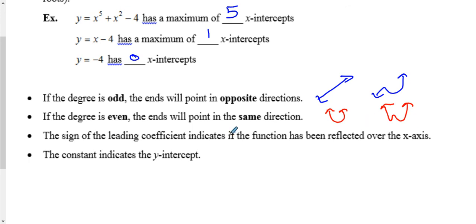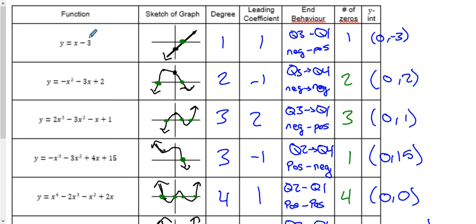Leading coefficients will tell you if you're reflecting over the x-axis or not, so basically a negative or positive graph. And your constant term always tells you your y-intercept. If you didn't notice that in the previous table here, all our constant terms, -3, that's our y-intercept, 2, y-intercept, 1, y-intercept. So all of our constant terms are always our y-intercepts. If there's no constant term, y-intercept has to be 0 by default.